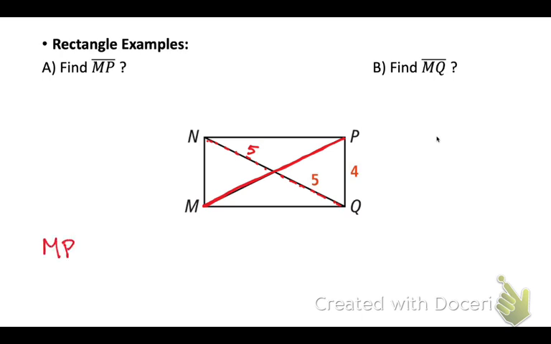MP is congruent to NQ, yes? Which is equal to what? 2 times 5, or 10. You see how I worked backwards there? Okay. So let's see if you guys can find MQ. I bet you can't, because I bet you won't see it. I'll help you.